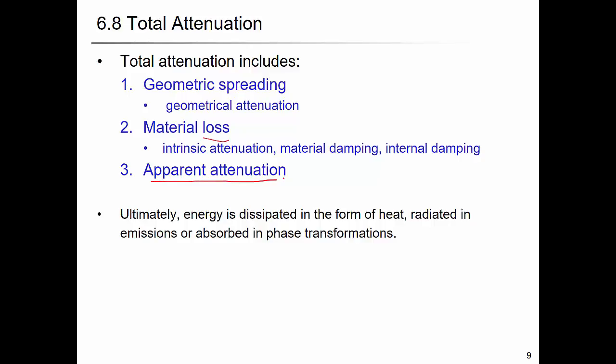Apparent attenuation. So this is from scattering and interface. And ultimately the energy is dissipated in the form of heat and radiated in emissions or observed in phase transformations. So this is the total attenuation. So whenever you have an energy propagation, there will be 3 components that can attenuate the energy: the geometric spreading, material loss, and apparent attenuation.